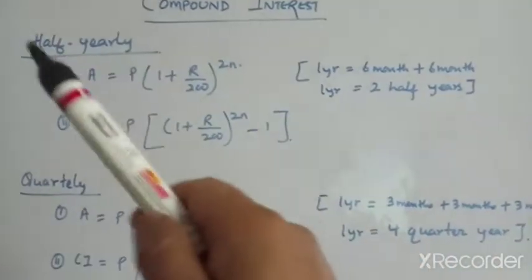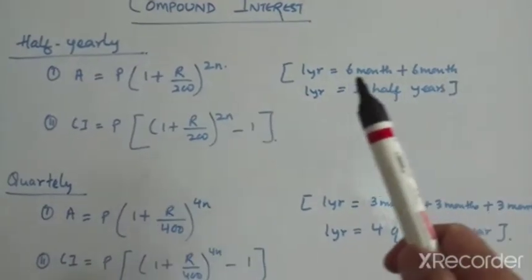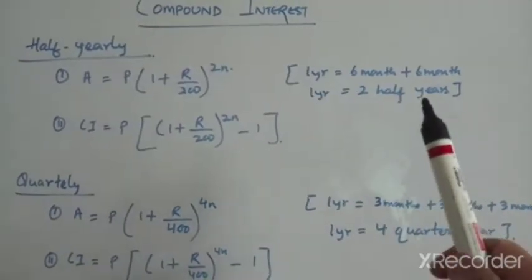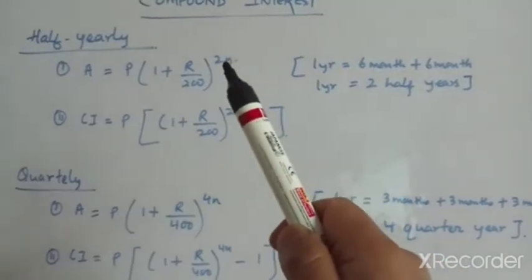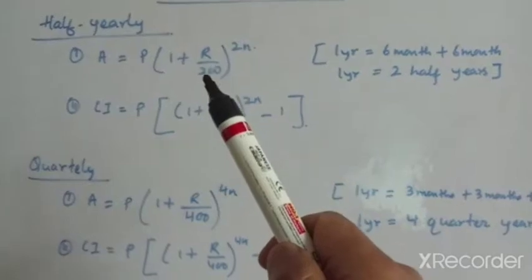Here, in case of half yearly, 1 year has been divided into two parts, 6 months and 6 months. So 1 year means 2 half years. So the time period we multiply by 2, and the rate we divide by 2. In the previous formula you had 100; now if you multiply by 2, it will be 200.